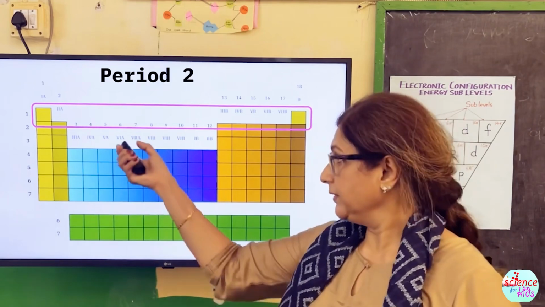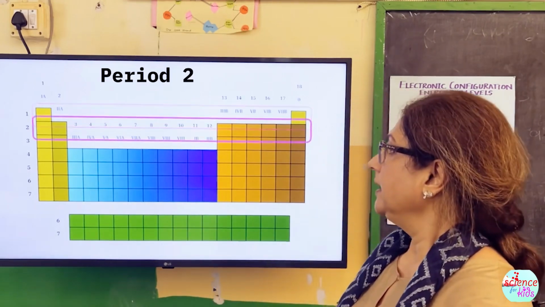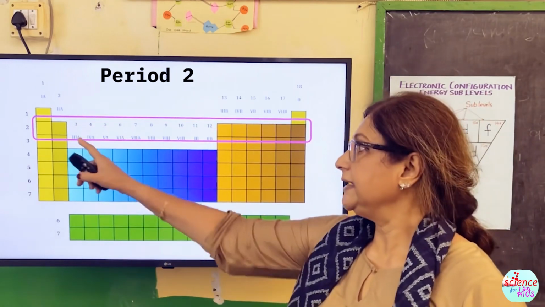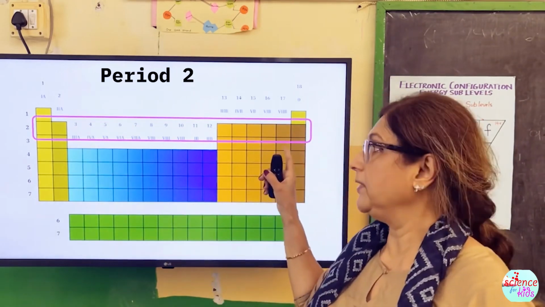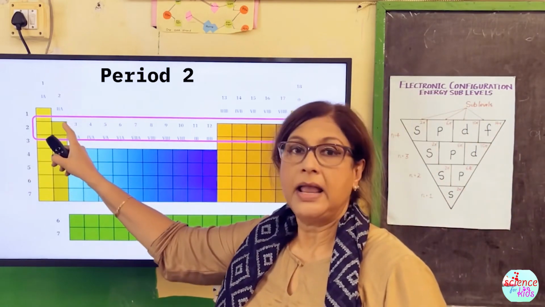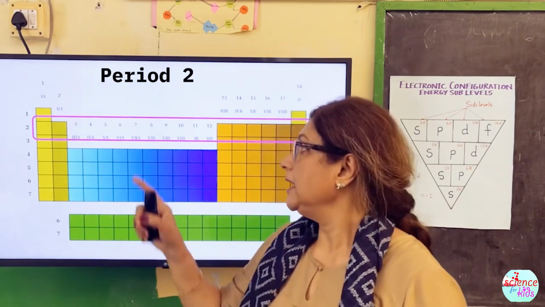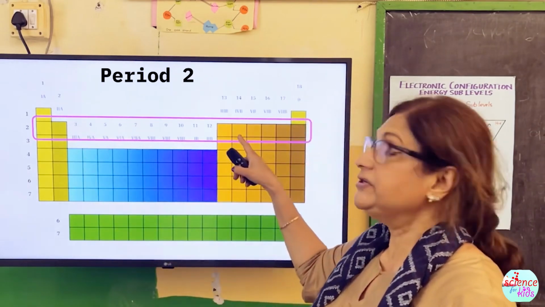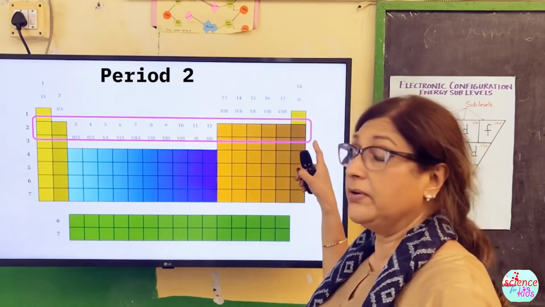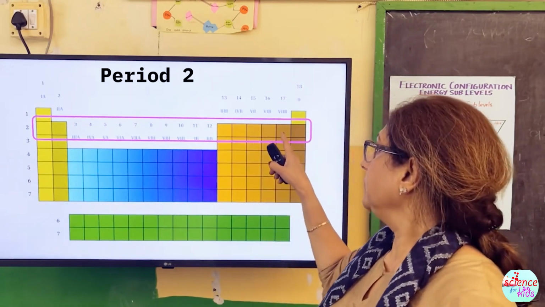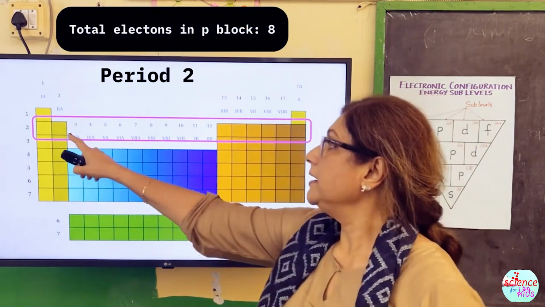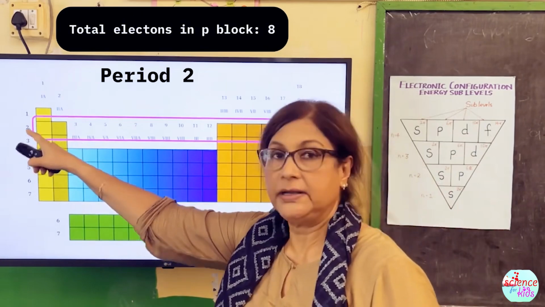Now let's look into period 2. Period 2 has two different blocks. It has S block and it has P block. So how many electrons can S block hold? 1 and 2. That is 2 electrons. And after S block, which is the block you see? That is P block. And how many electrons can P block hold? 1, 2, 3, 4, 5, 6. So 6 electrons in P block and 2 electrons in S block in period 2.